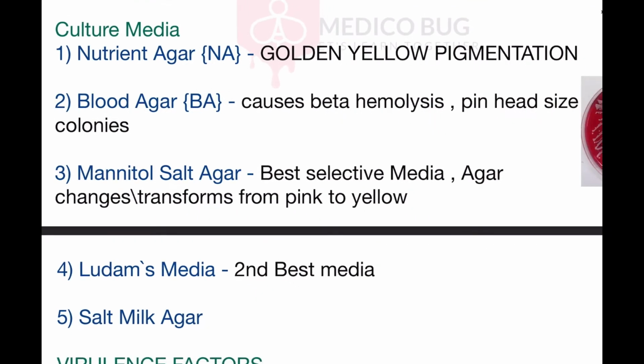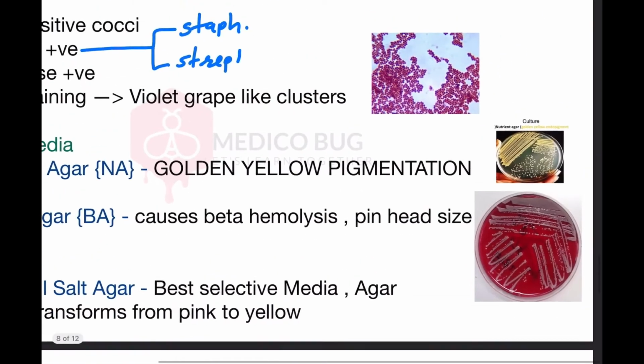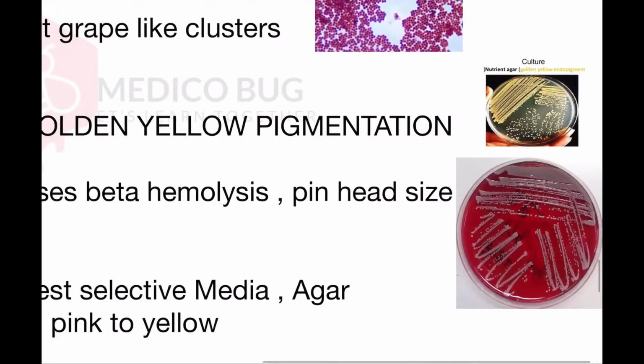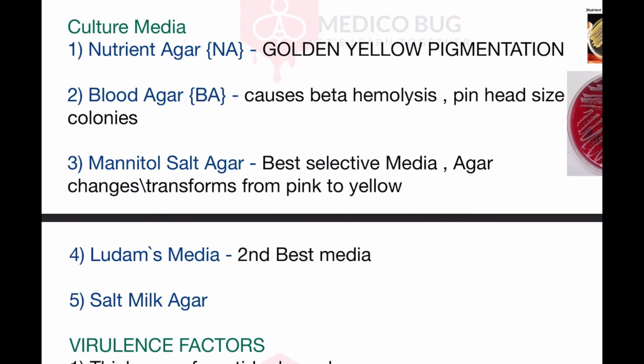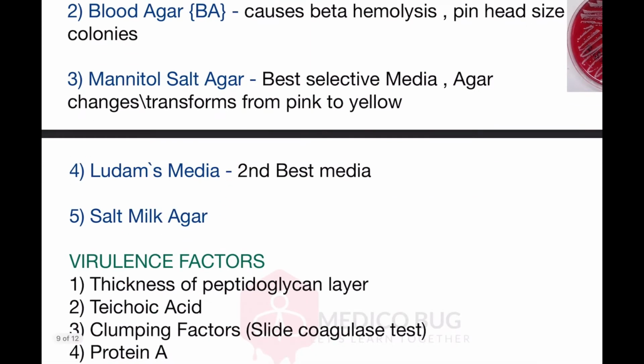And mannitol salt agar, this is a selective media, in which we can see the color transform from pink to yellow. First of all it will be pink, and then after culturing it will become yellow. Mannitol agar is a selective media because it also differentiates between epidermidis and other bacteria. And Ludlam's media is also a selective media. We can also use salt milk agar.